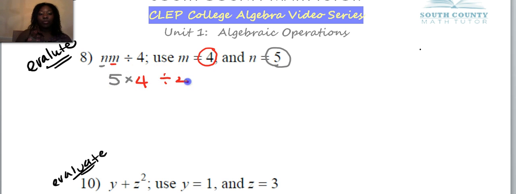divided by 4. Okay, so this is an order of operations problem. Here I'm multiplying and dividing. 5 times 4 is 20. Divided by 4 is 5.